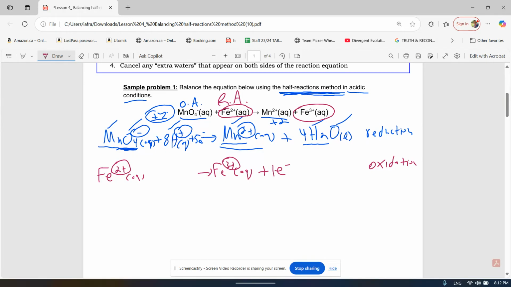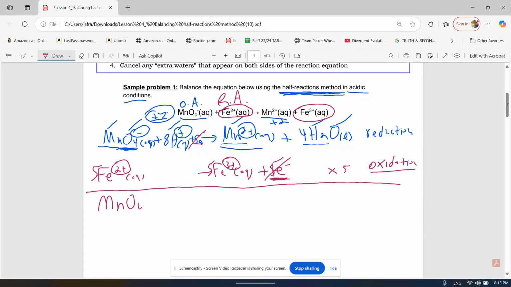Before we add these up, we have to make sure the number of electrons is the same for both reactions. Because if you gain 5, then the other part must have given up 5. So to do that, we're going to have to multiply one or both of the reactions so that the electrons are the same number. In this case, we can multiply the oxidation half reaction over here by 5. When we do that, this becomes 5 Fe²⁺, 5 Fe³⁺, and then 5 electrons. So now I'm in a situation where I can add these together because the electrons will cancel out and the reactants will just merge together.